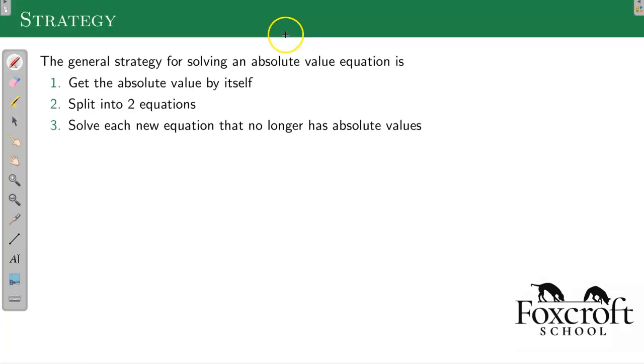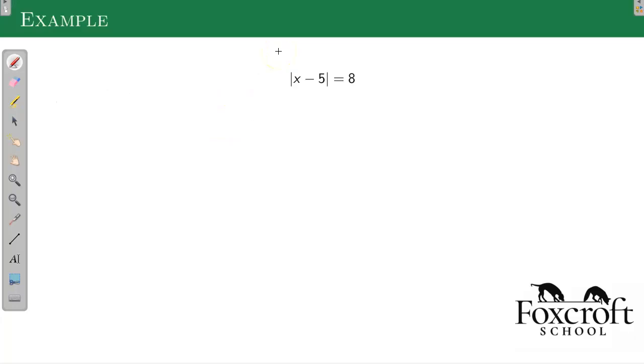All right, that's said here in our strategy. First thing, get the absolute value by itself. That's going to happen for you in most of these problems to start off. But then once you get that absolute value by itself, you're going to split it into two separate equations using the positive and negative version. All right, and then solve each new equation that no longer has absolute values. All right, so let's see what I mean.